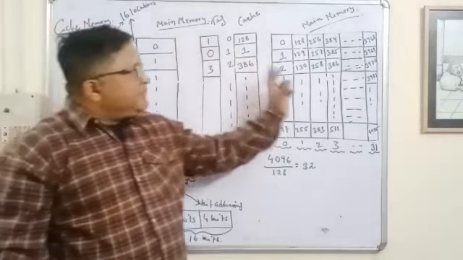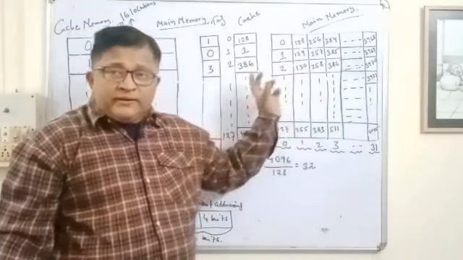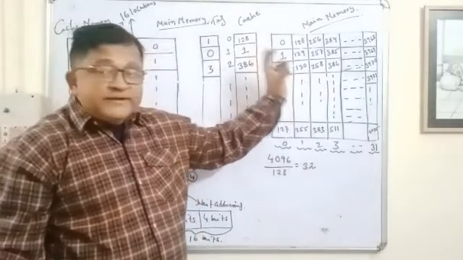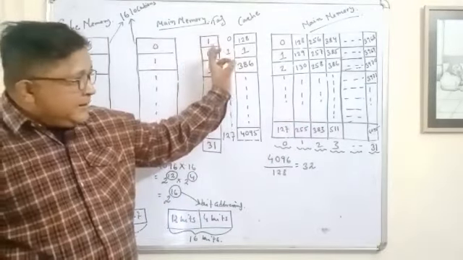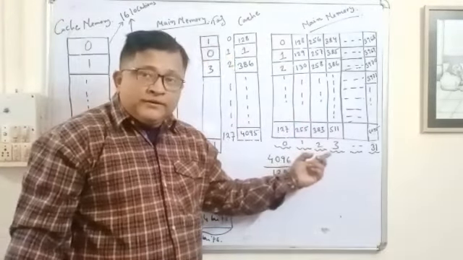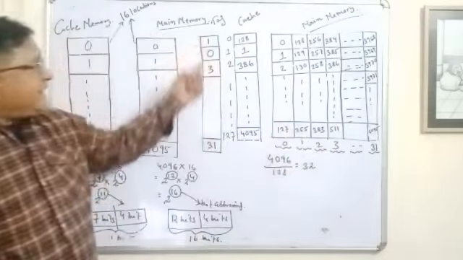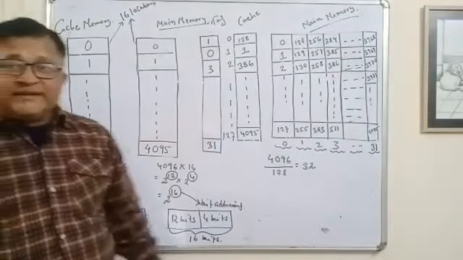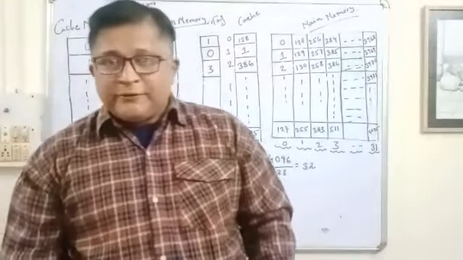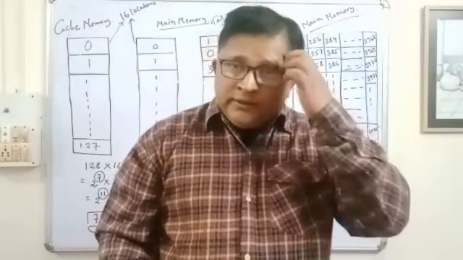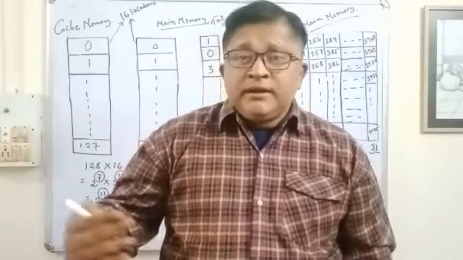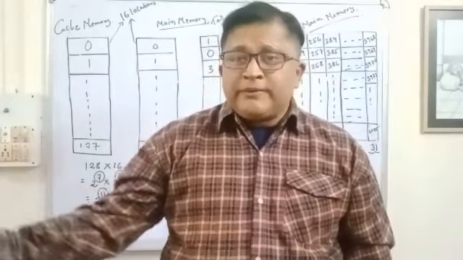Any page of the main memory is loaded into the corresponding frame of the cache memory and taken from a certain block, represented by the tag number. So this is the way direct mapping is carried out. And this is the logic by which we can easily conclude which page of the main memory is going to be loaded in which frame of the cache memory.